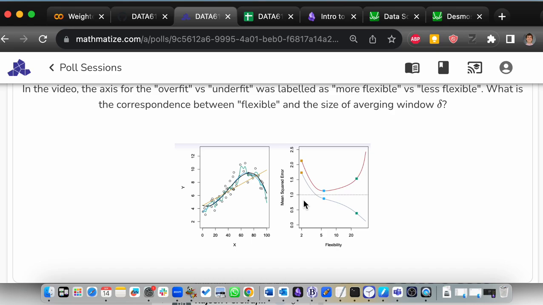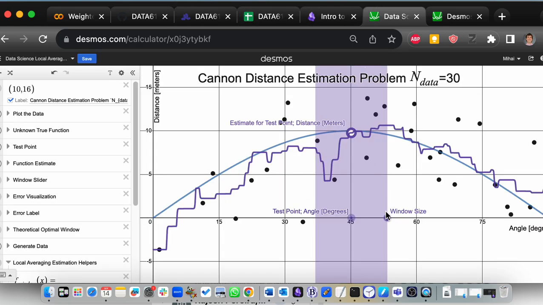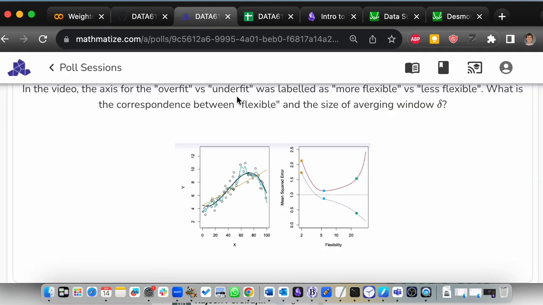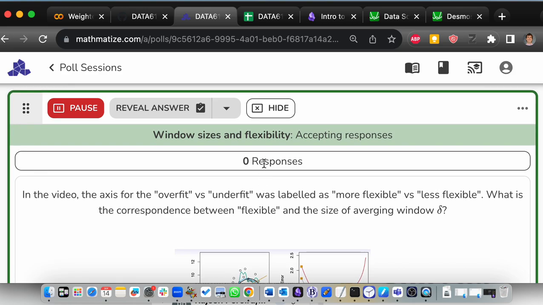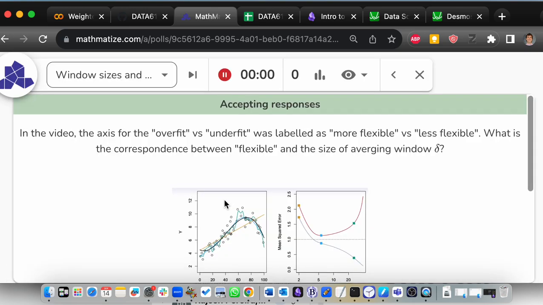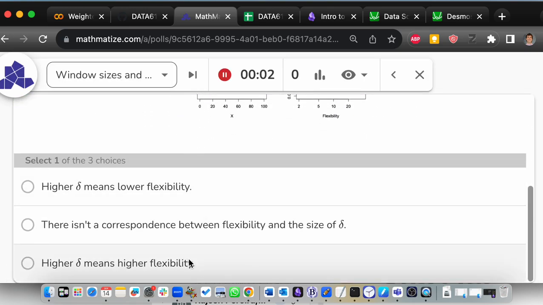So the question is, what is the correspondence between flexibility and delta? Is a big window more flexible or a small window more flexible? I'll give you a couple minutes to think about that one, and I will present. The options are, tell me what higher delta means. So bigger delta, is that lower flexibility or higher flexibility? Or maybe you think there is no possible way to think about it in terms of flexibility. Okay, let's have a couple minutes for that.